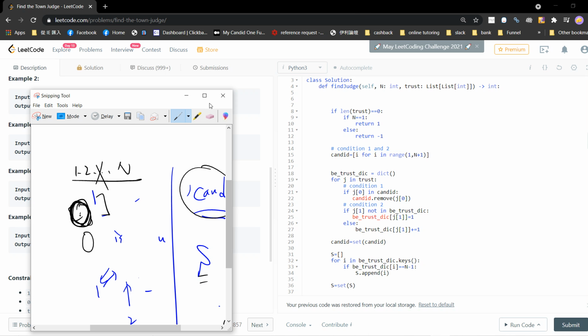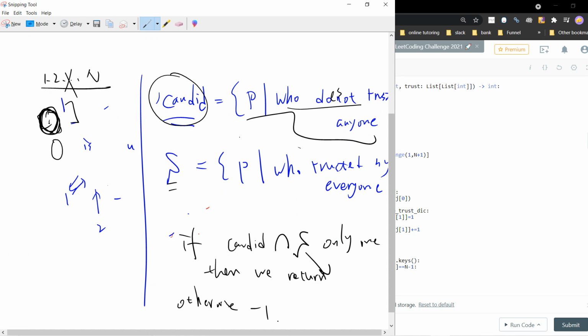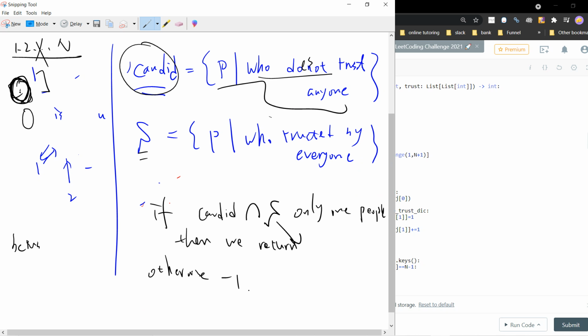Then I define a dictionary called betrust. This is a little bit difficult, but the betrust dictionary means that, given some person I, it counts how many people trust I. So if you are the judge, then betrust of I must be n-1, because in total there are n people, and everybody else should trust you.